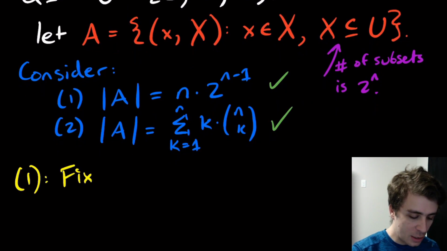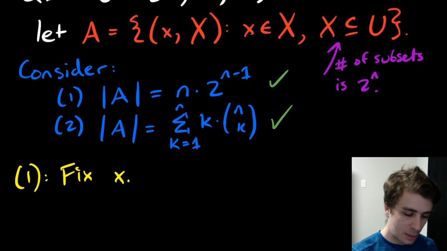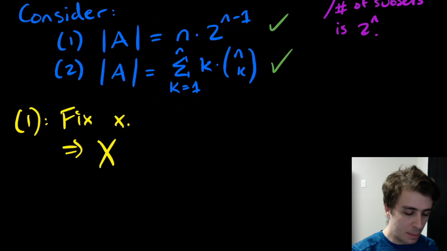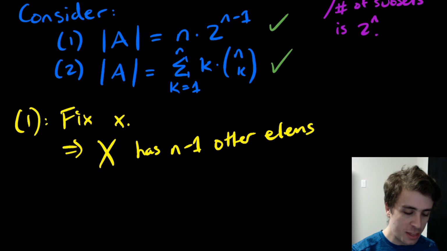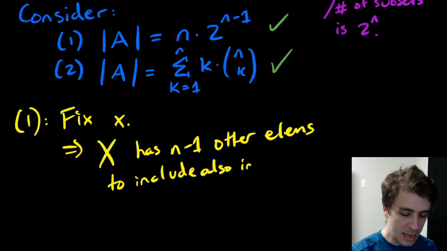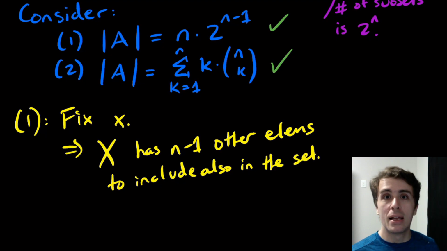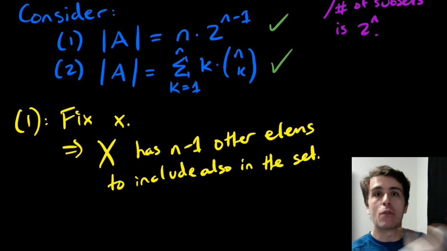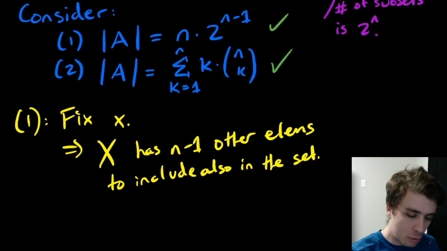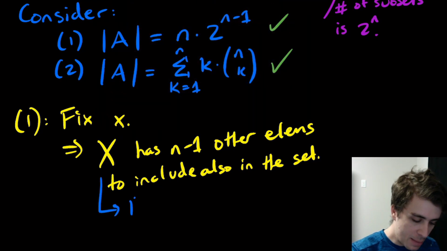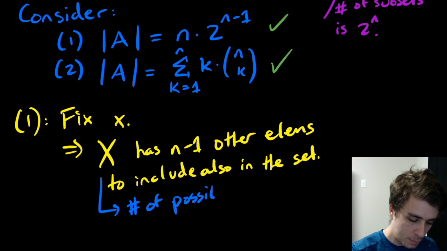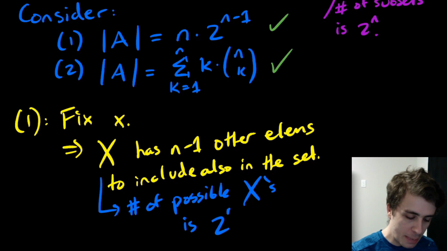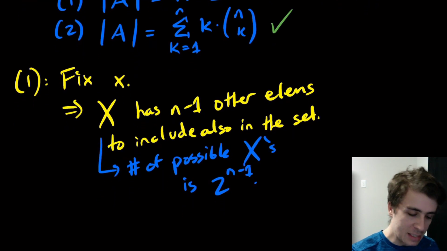Let's fix the little x right here. We're just fixing this x. Therefore, the big set X has n minus 1 other elements that it could theoretically pick to include also in the set. We already have x in the big set X right here, but we have n minus 1 other things that we could theoretically pick if we wanted to. That tells us that the number of possible big X's is 2 to the power n minus 1. The reason for that is that it has n minus 1 other things.